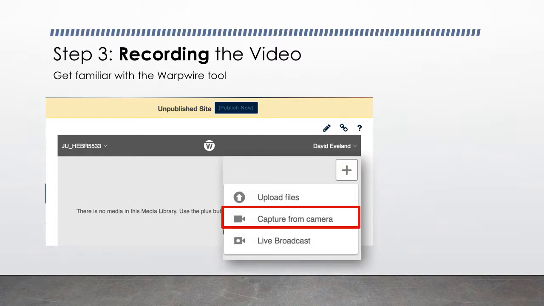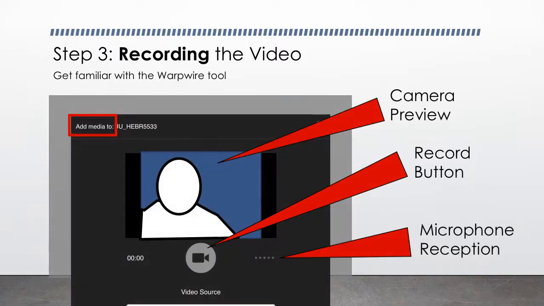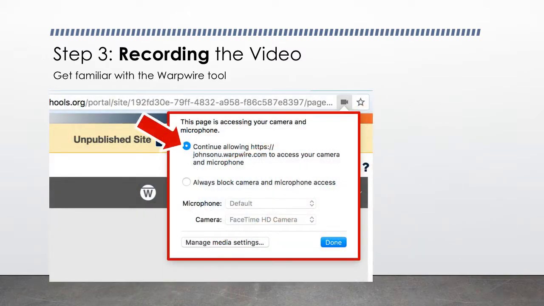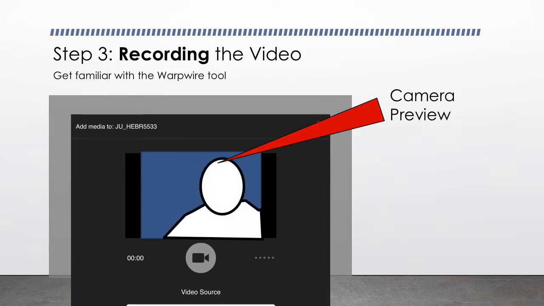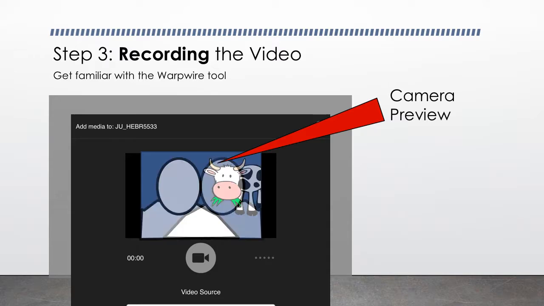In the Add Media To window, select the camera and microphone attached to your device you'd like to use. You may also need to grant permission for Warpwire to access these devices. Use the Preview window to place your face on the left third or right third of the preview window horizontally, making sure the remaining portion of the camera's view doesn't include something too busy or distracting.